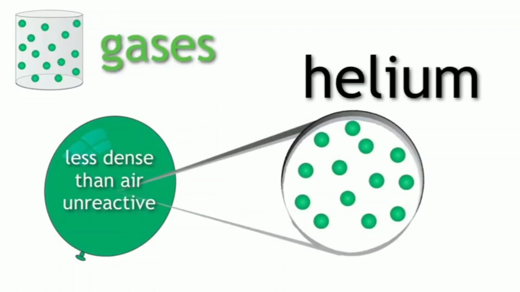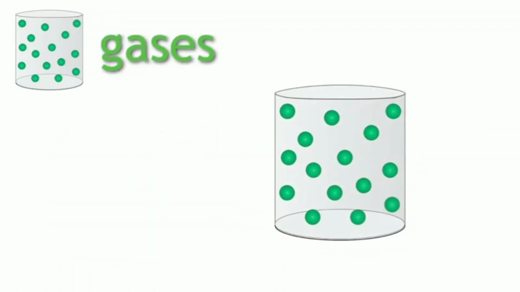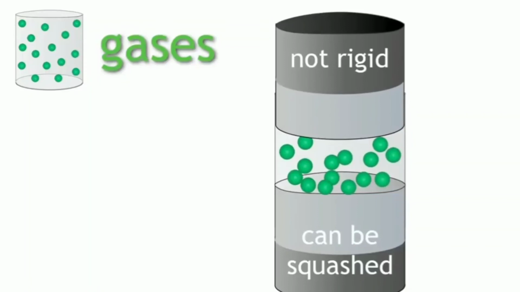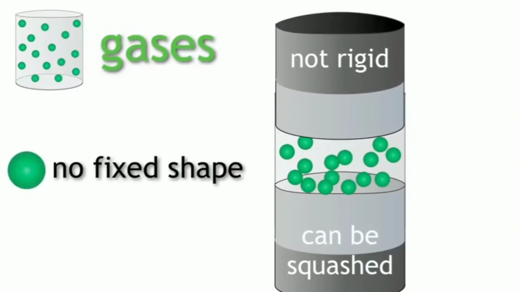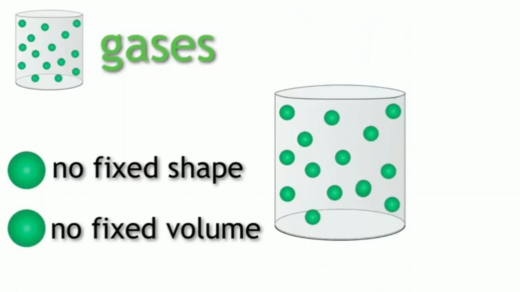Unlike solids and liquids, the particles in gases are not closely packed, they are far apart. As a result, gases are not rigid and can be squashed or compressed. They do not have a fixed shape nor fixed volume. They fill the whole space they are in.